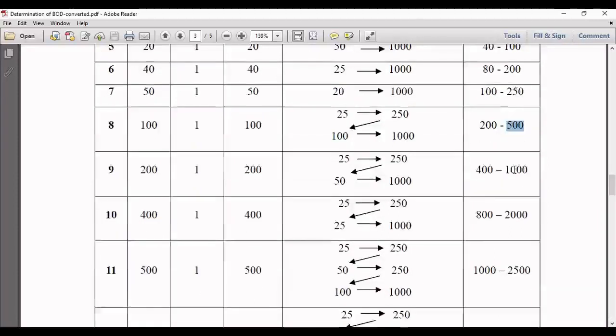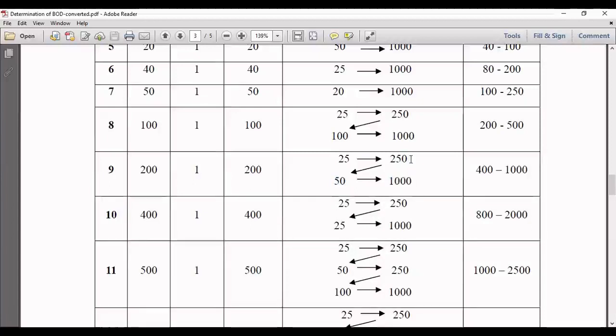Now let's take another example. This is a two-step dilution process. So here for 200 as well, we have repeated the same step. Here we have taken 25 ml of original sample and diluted it to 250 ml. From this cylinder, we have extracted 50 ml of sample, and then we have diluted it to 1000 ml.